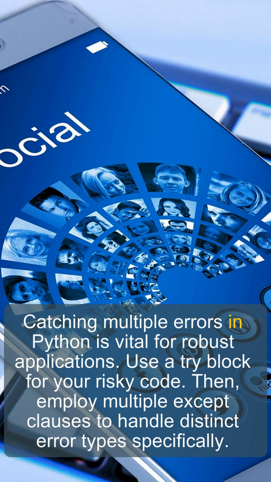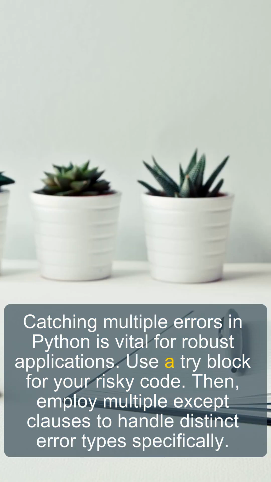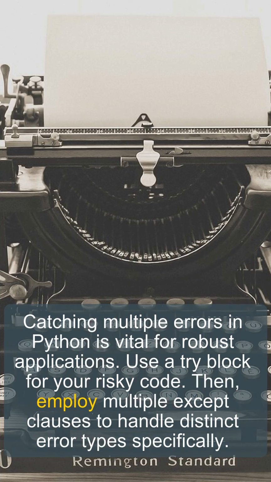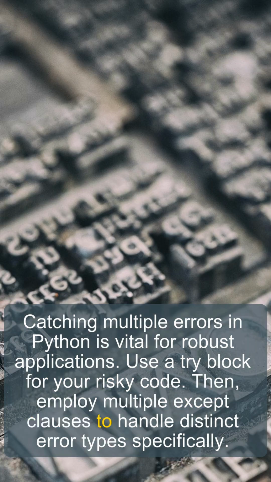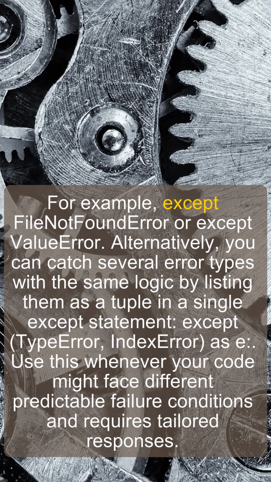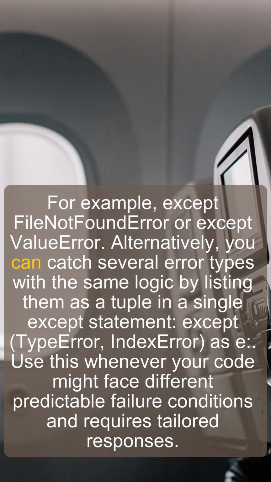Catching multiple errors in Python is vital for robust applications. Use a try block for your risky code. Then, employ multiple except clauses to handle distinct error types specifically. For example, except FileNotFoundError or except ValueError.